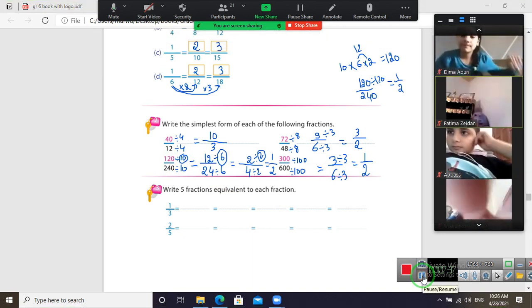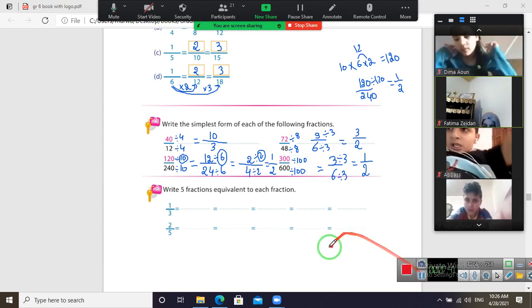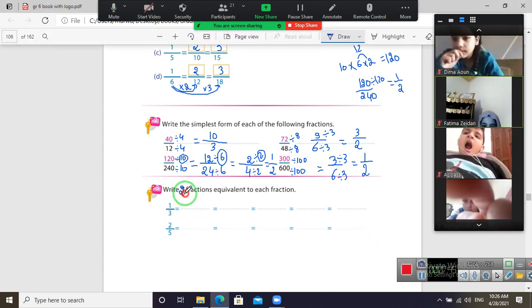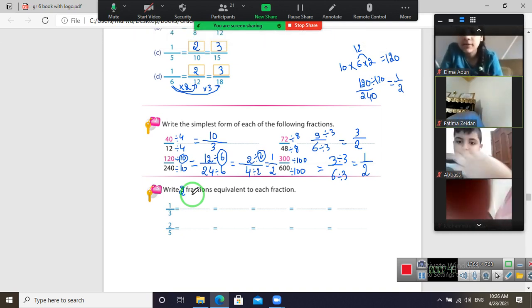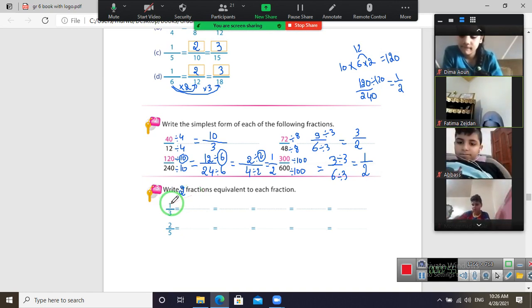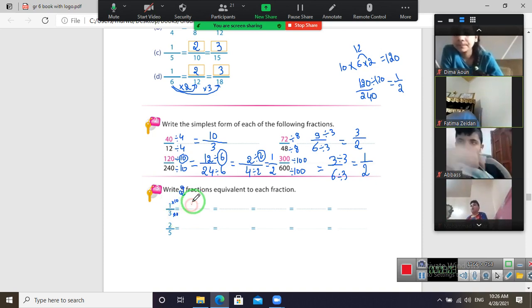In exercise 3, write 5 fractions equivalent to each fraction. I will change the question: write 2 fractions. No need for 5 fractions. Each one can choose any number and multiply the numerator and the denominator by it. I will choose times 10. I will write 10 over 30.